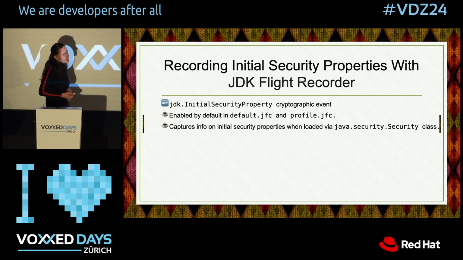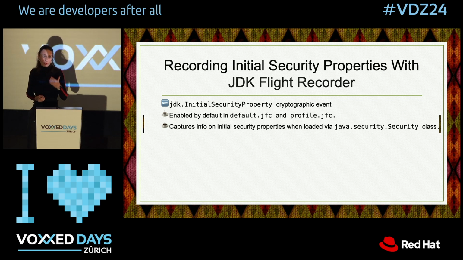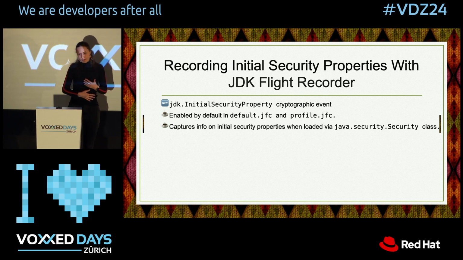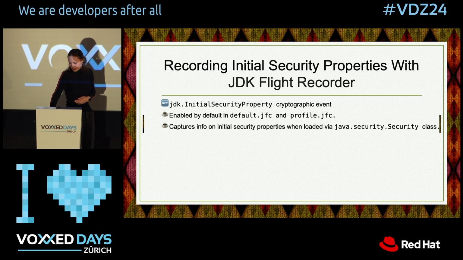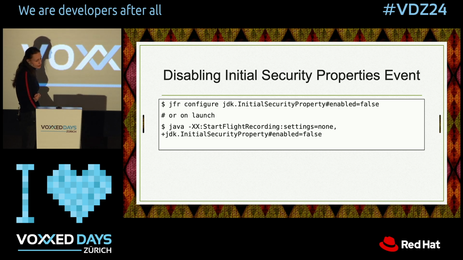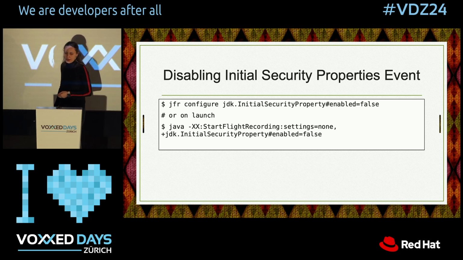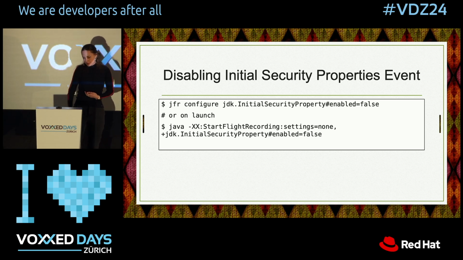Historically speaking, there was another JFR event that was tracking the modification of the security properties. Now you also have a way to compare with what happened initially, so you get a better view of what was initially set and what changed throughout the life cycle of your application with regards to security properties. If you want to disable it, these are the commands that you can use. You can either use jfr configure to disable that, or you can use -XX:StartFlightRecording when you launch the application, and just say that, hey, initial security property, just disable it.